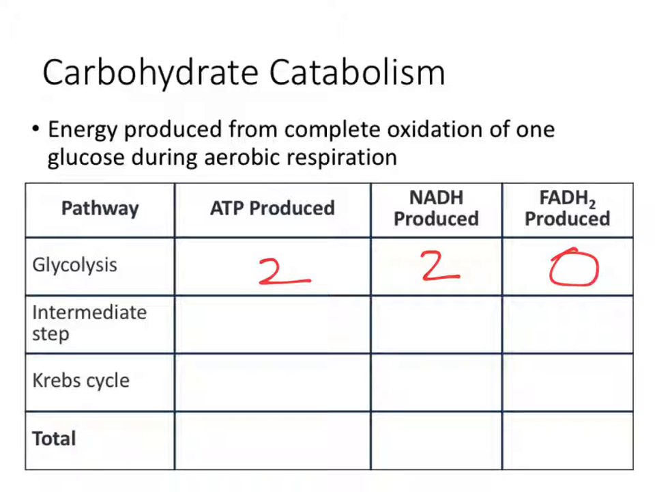Intermediate step, this is the one from pyruvate to acetyl-CoA. The big thing on this one is the NADH that it could produce. Some people lump this in with Krebs cycle. I don't really care which way you do it, which is in part why I'm not really worried about you knowing the numbers here. But Krebs, 2 ATP, 6 NADH, 2 FADH2 per molecule of glucose.